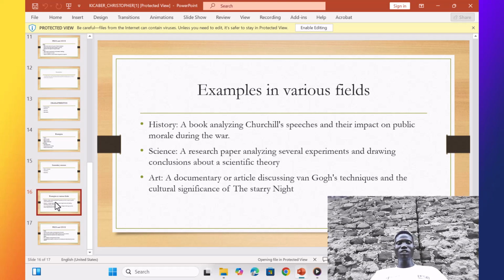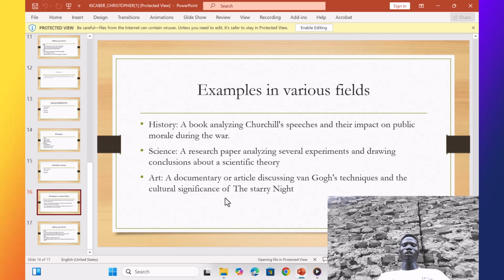Examples in various fields. In history, a book analyzing social policies and their impacts on public morale during the war. In science, a research paper analyzing several experiments and drawing conclusions about a specific theory. In art, a documentary or article discussing events, techniques, and the cultural significance of the stories.